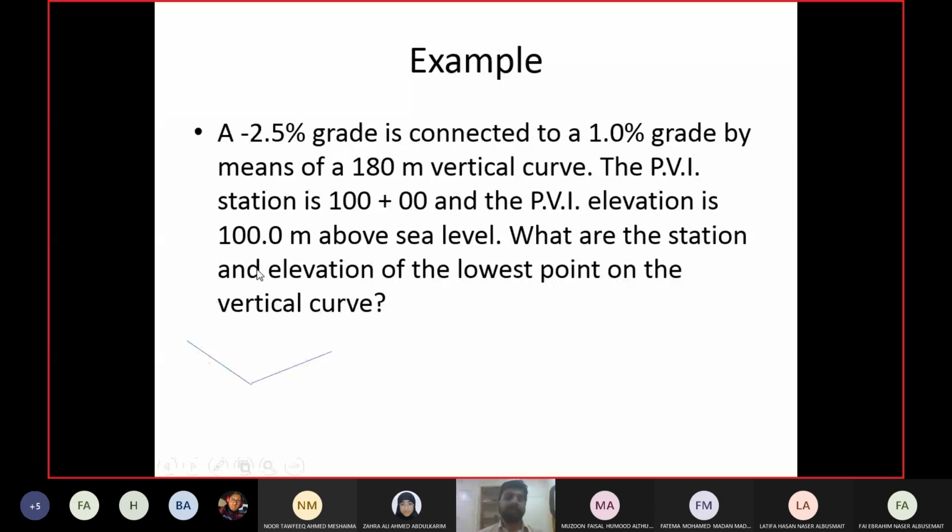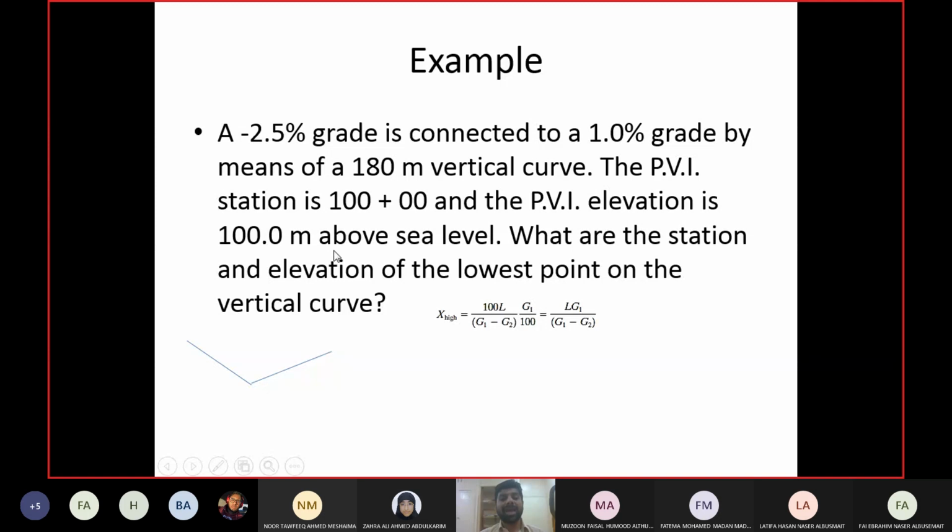So we have gradients minus 2.5% and plus 1%. So it's a sag curve. Length of the curve is 180 meters. L is given. G1 is minus 2.5, G2 is 1, L is 180 meters. PVI station 100 plus 00, and this is in meters. You see, one dimension is given in meters, so everything is in meters now. So PVI station is 100 stations and one station is 30 meters. And PVI elevation is 100 meters. We have to find out the station and elevation of the lowest point.